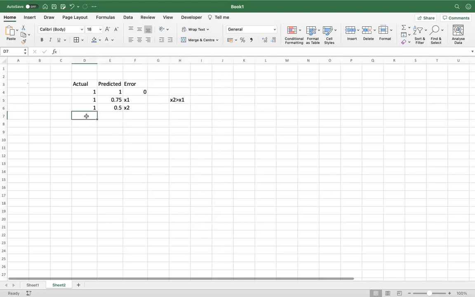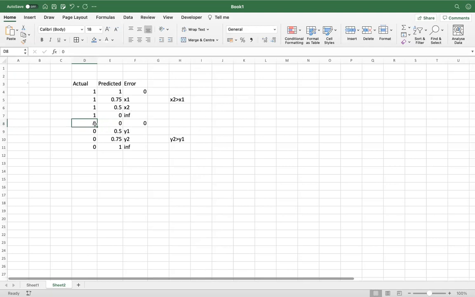Yeah. So if my actual value is 0 and my predicted value is 0, error is 0. If it's 0.5, let's say y1. If it's 0.75, it's y2. But in this case, y2 is greater than y1. Agreed? This is 0, this is 1, this will be infinite. Make sense? In this case it is 1, this is 0. Clear? So it depends basically upon our actuals.